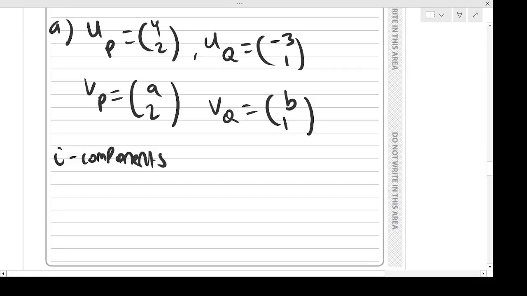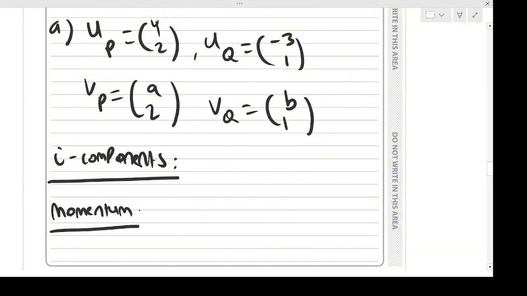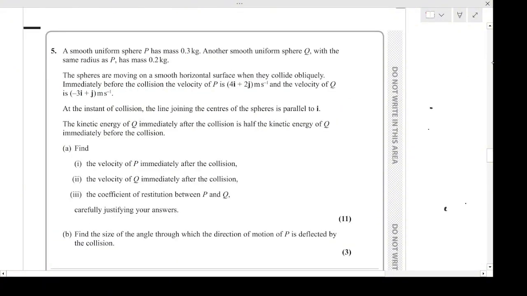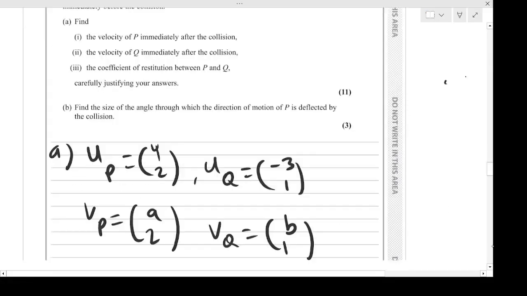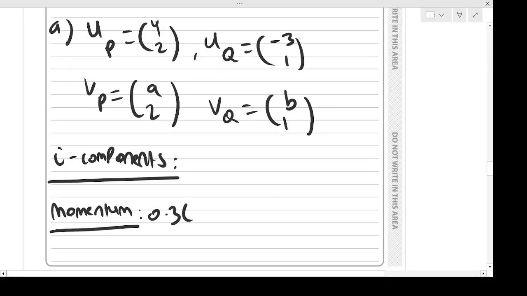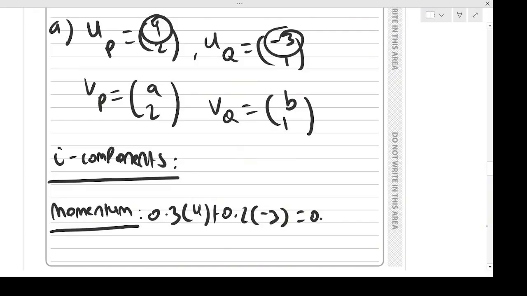And so what I'm going to do now is momentum and restitution, but just for the i components. So firstly, momentum. Now for P, the mass is 0.3 and Q is 0.2. So it's going to be 0.3 lots of the initial i component, which is 4, and then 0.2 of the initial i component of -3. Then afterwards, it's going to be 0.3 lots of a, and then 0.2 lots of b. So those are my i components.